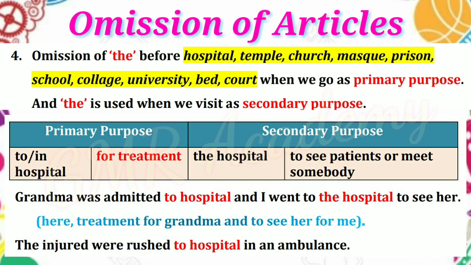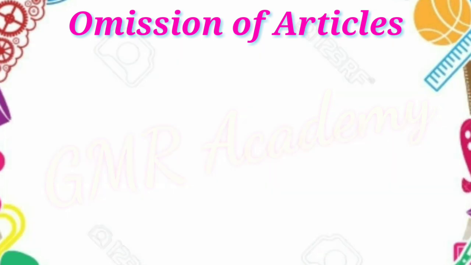The injured were rushed to hospital in an ambulance. Here, to hospital, no article is used. The injured were rushed to get treatment at the hospital. Why? Because to get treatment.